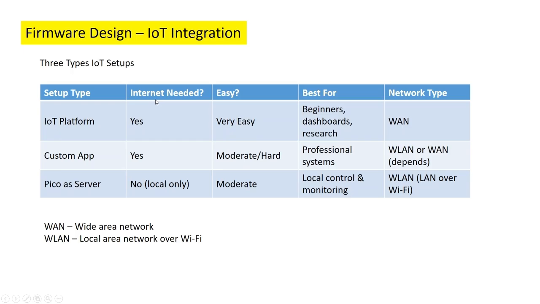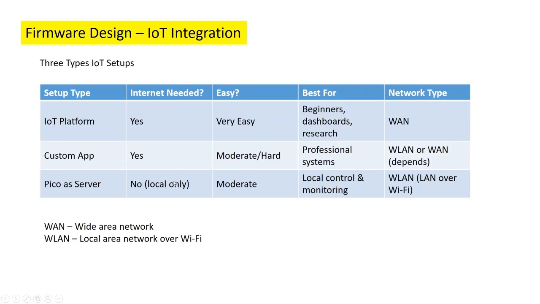So in this case, you need internet connectivity for the IoT platform connection. Also for your custom app, you probably need internet connectivity. It depends on how you want to set up. If you're setting up as a wireless LAN or Wi-Fi LAN, or if you want to make it a wide area network, then of course you need internet connectivity. If not, then you will need just a WLAN.